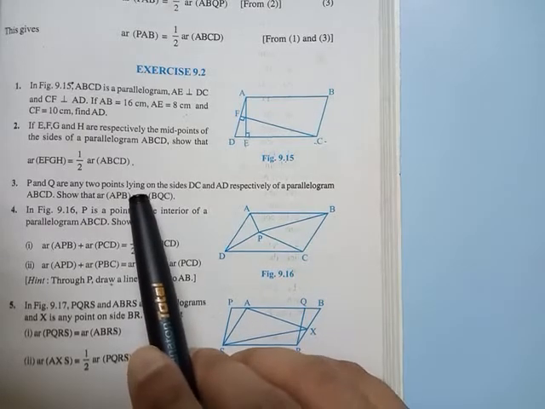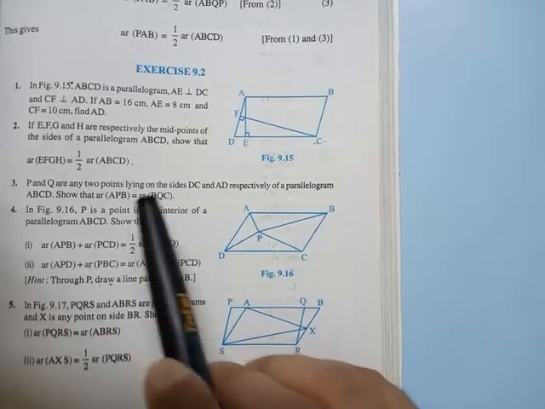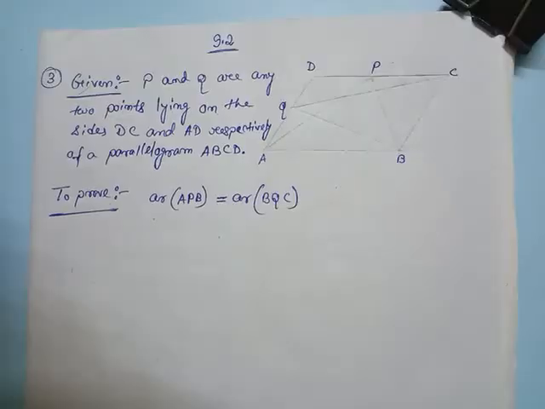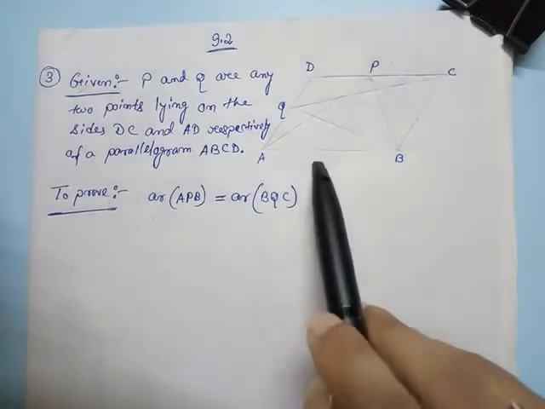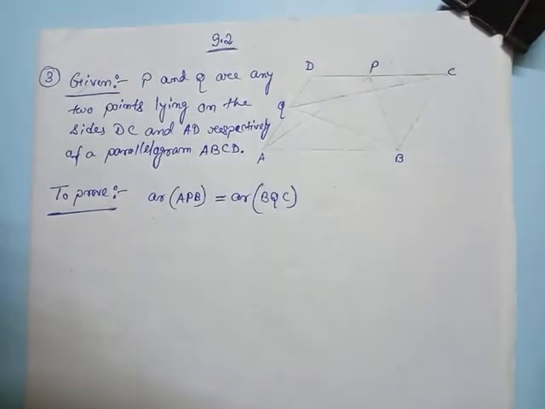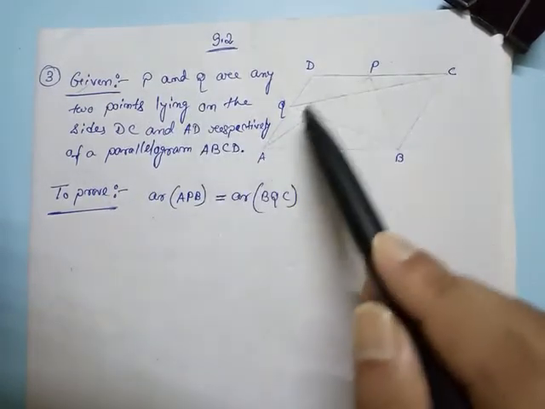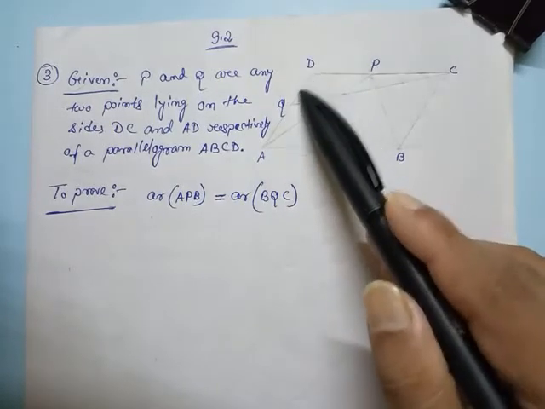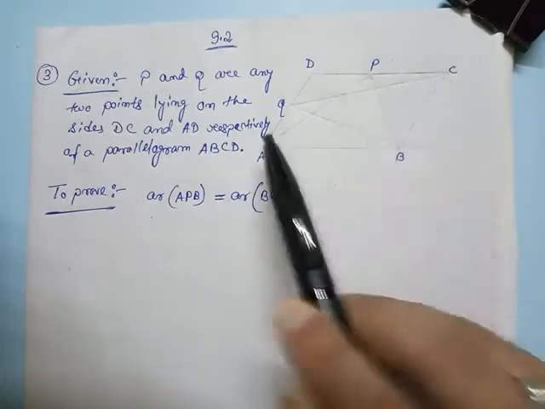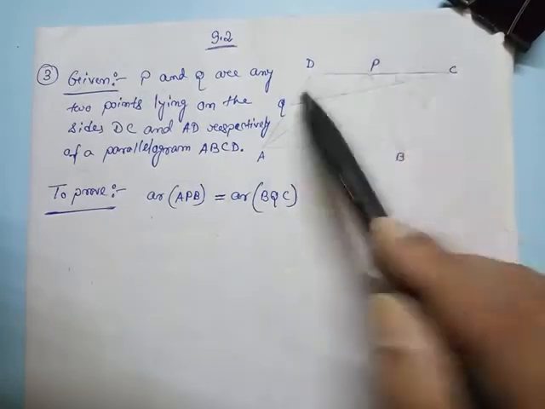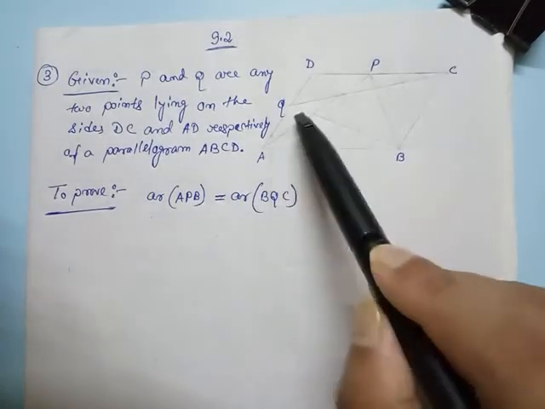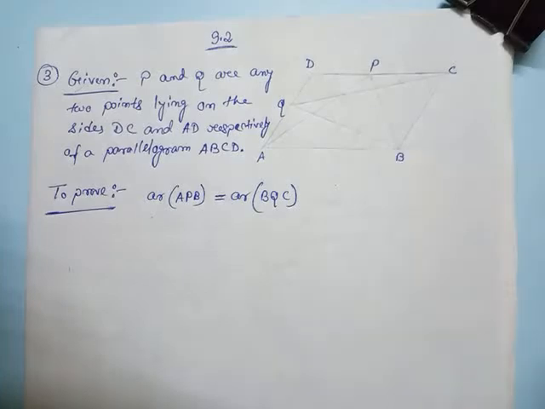The diagram is not given here. We have to draw the diagram first, then we will solve this one. Now let's have a look how to solve this one. Look, student, this is a diagram, ABCD parallelogram. P and Q are any points lying on the side DC and AD respectively. So look, P and Q are the points. Now after that, student, we have joined QC and QB, and here AP and PB.